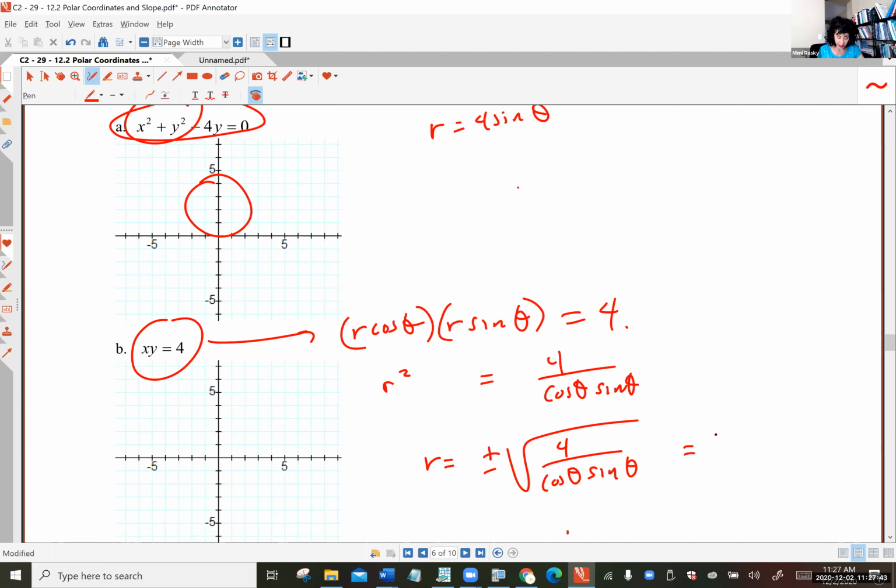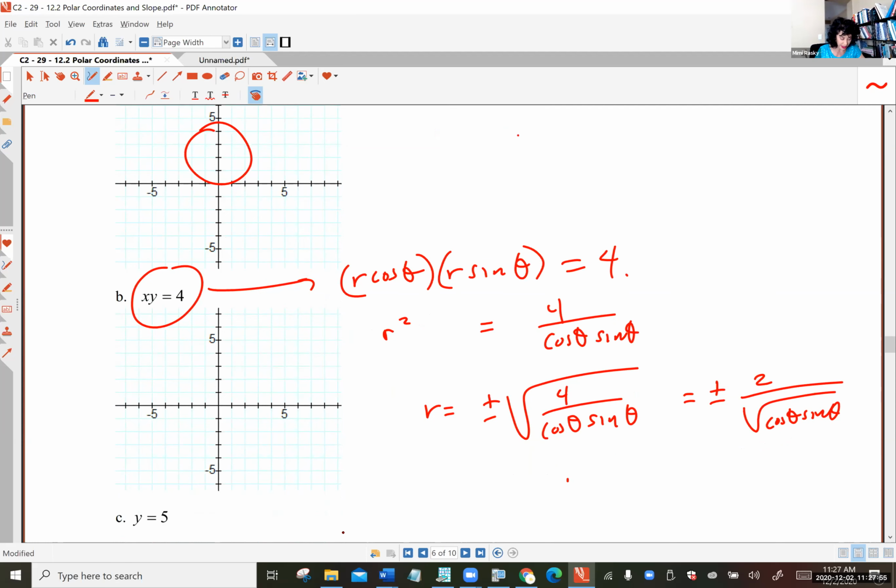If you wanted to clean this up a little bit, since square root of 4 is 2, you could just rewrite it like this, okay? And then you could definitely graph that. I think it's going to be, what the heck is that going to be looking like? Well, xy equals 4 is y equals 4 over x. So this will look something like this.